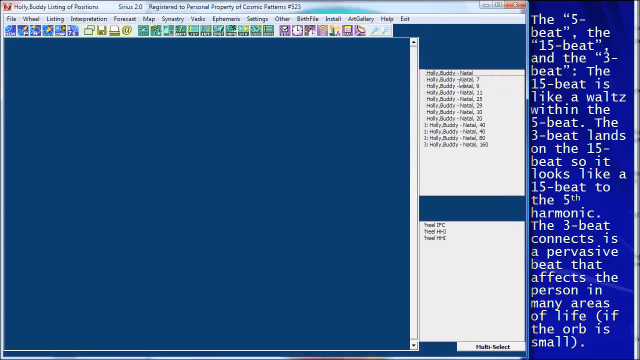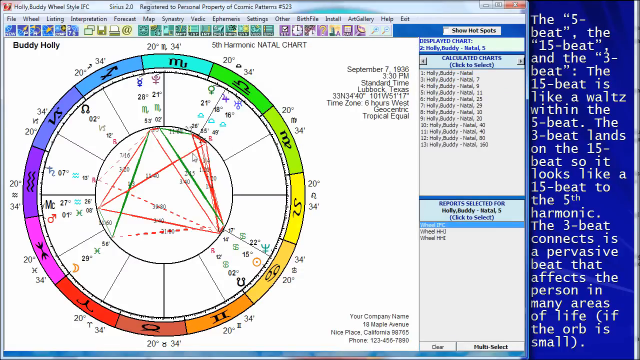I'm in the 5th harmonic. I have an 8th harmonic aspect in the 5th harmonic chart. When I double this harmonic to 10, this aspect will go in half from 8 to 4, from 8th harmonic to 4th harmonic, and the orb will double. Because what we're doing is we're zooming in.